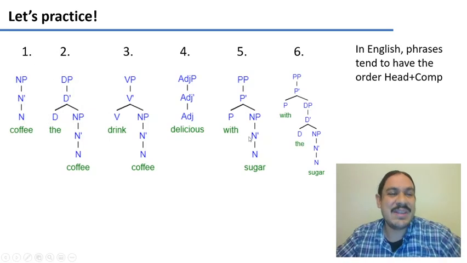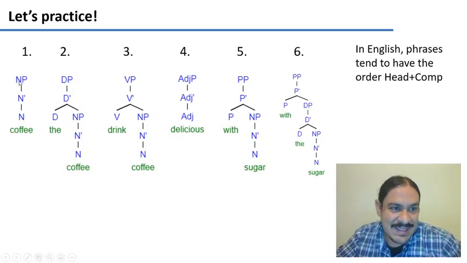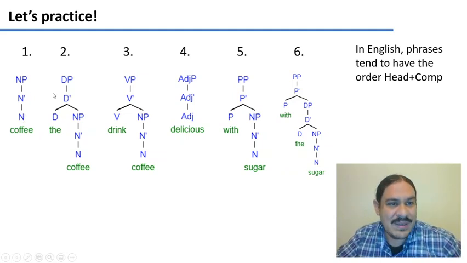Your trees should look something like this. Coffee is a noun phrase, because coffee is a noun, so you have just the projections for noun phrase. The coffee is a determiner phrase because it has the word "the". So it is a determiner phrase with the complement noun phrase coffee. Drink coffee is a verb phrase because the main word is the verb drink. So it's a verb phrase with a complement noun phrase coffee.